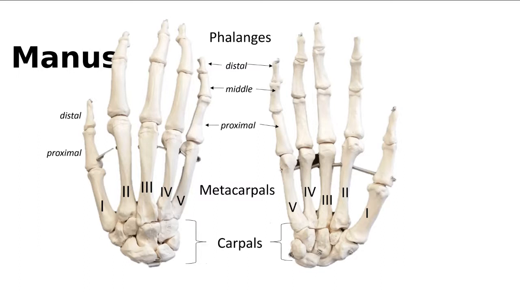Notice that for the phalanges of the thumb, there are only two, a proximal and distal. All other digits have a middle phalanx. There are three long bones that make up all the phalanges except for the first. The first phalanges are the digits of the thumb.